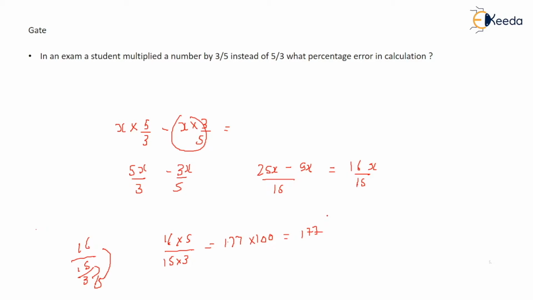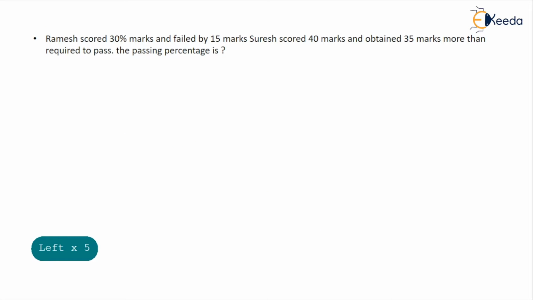Okay, next question. Here is a question: if Ramesh is getting 30% marks, he failed by 15 marks, and Suresh scored 40% marks and obtained 35 marks more than the required to pass. So let's see the question. Ramesh scored 30% marks and failed by 15 marks, and Suresh scored 40%. This is not marks, this is percent. 40% and obtained 35 marks more than required to pass. Find the passing percentage.